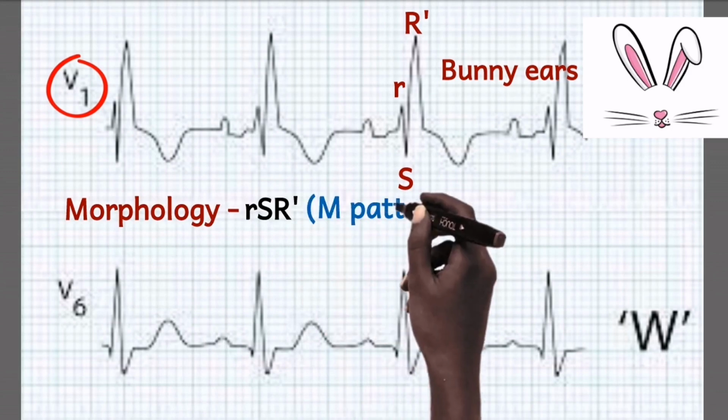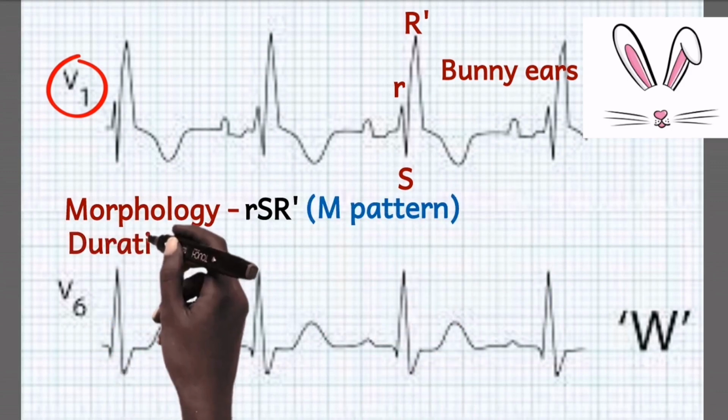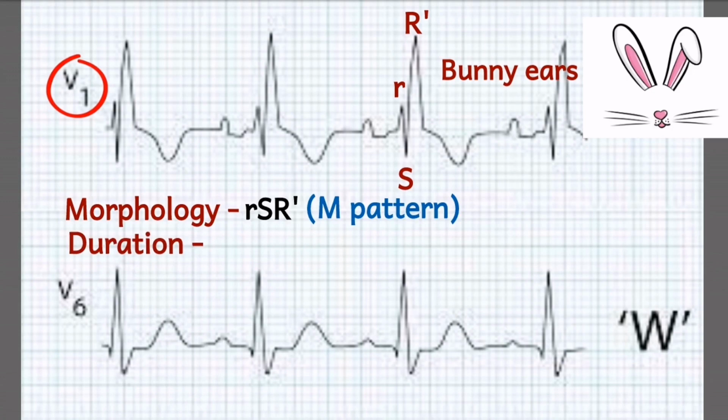That shows the M pattern. And if you check the duration of this QRS, which technically is an R prime, you would see that the duration is 4 millimeters, and this is more than 3 millimeters. And so this qualifies this ECG to have a right bundle branch block.